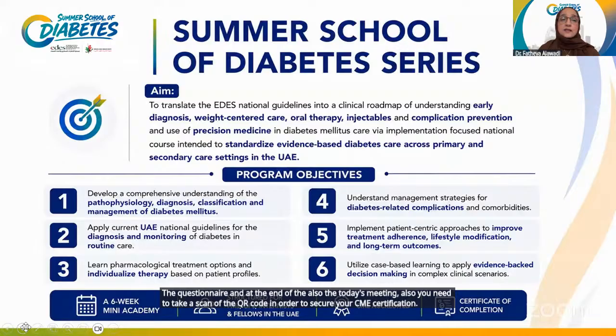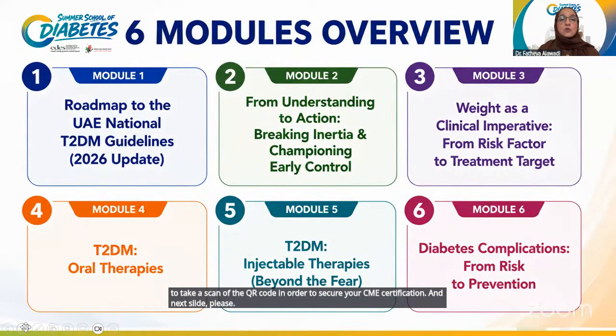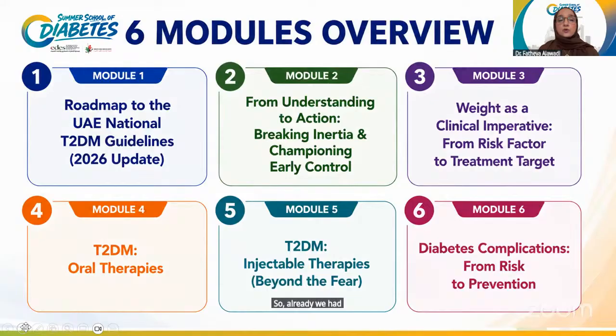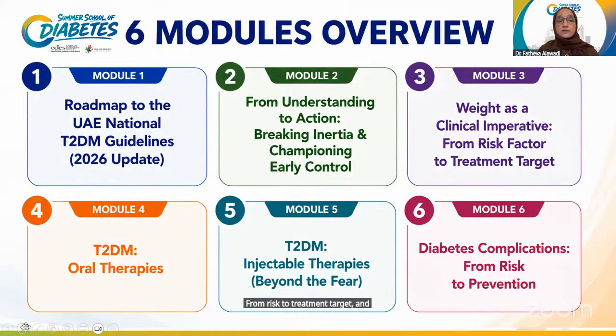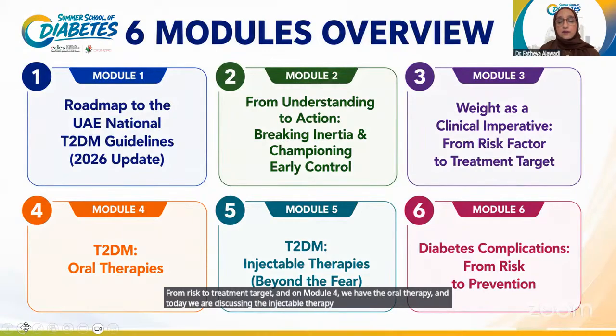Already we have covered in the first module the roadmap of the UAE National Type 2 Diabetes Guideline, the 2026 update. In module 2, we covered taking action, breaking inertia and championing early control. In module 3, weight and clinical improvement, from risk to treatment target. In module 4, oral therapy. Today we are discussing injectable therapy beyond the fear. The forthcoming webinar, module 6, will cover diabetes complications, from risk to prevention.